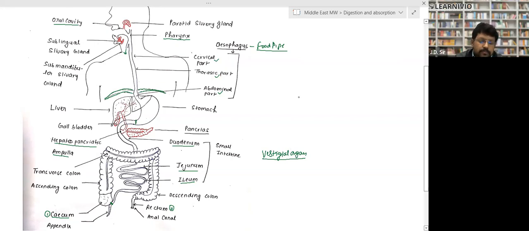Look, vestigial organs are those which were functional in our ancestors, but they are not useful in our body, and in our body they are just in an inactive state, and in future they will disappear. So the appendix is an inactive part. It's a 6 centimeter small part, and it does not participate in digestion. It is not a functional part.